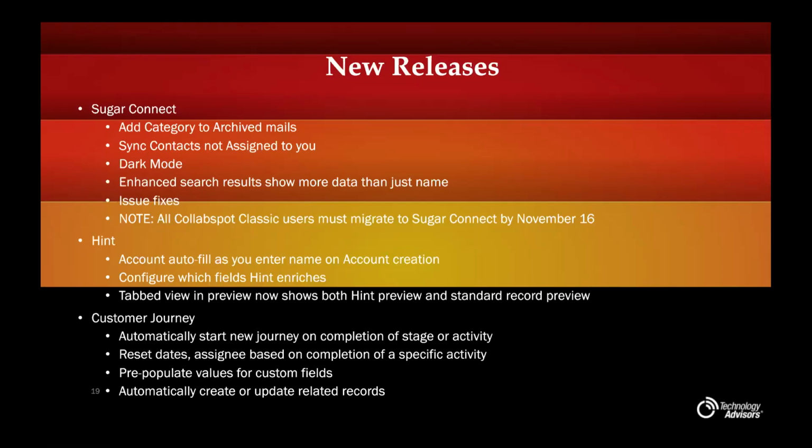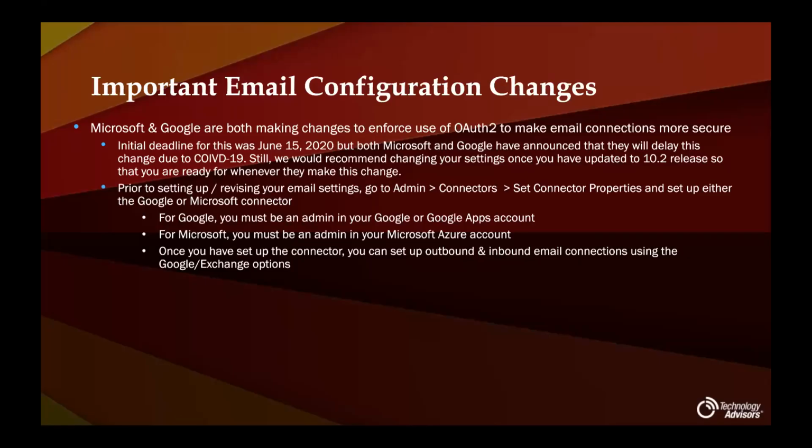automatically starting another journey based on completing a step or activity within the journey. Pre-populating values in custom fields for your activities, as well as the ability to automatically create or update related records. So basically giving it some mini workflow capabilities. Rather than having to use both Sugar BPM and Customer Journey in conjunction, you can actually just do some of those things directly inside Customer Journey now, which is nice.